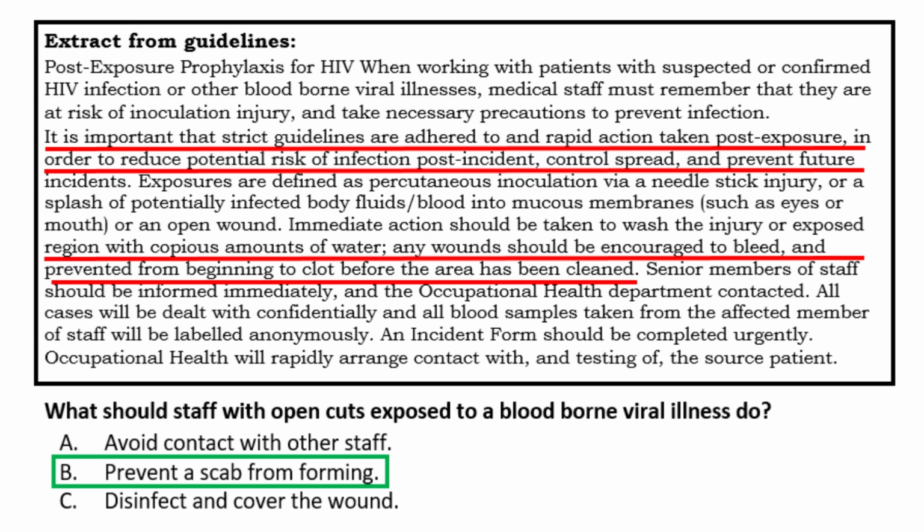A, avoid contact with other staff. While it's generally a good practice to avoid contact with other staff when there is a risk of infection, the provided guidelines focus more on immediate actions to take when there's an exposure to potentially infected body fluids or blood through open wounds. Option A is not specifically mentioned in the guidelines, and the guidelines emphasize specific actions like cleaning and preventing clotting. C. Disinfect and cover the wound.